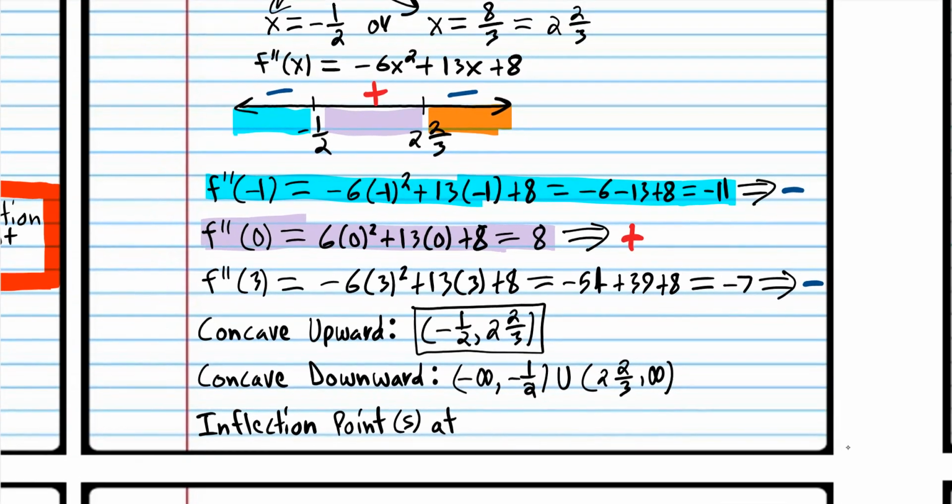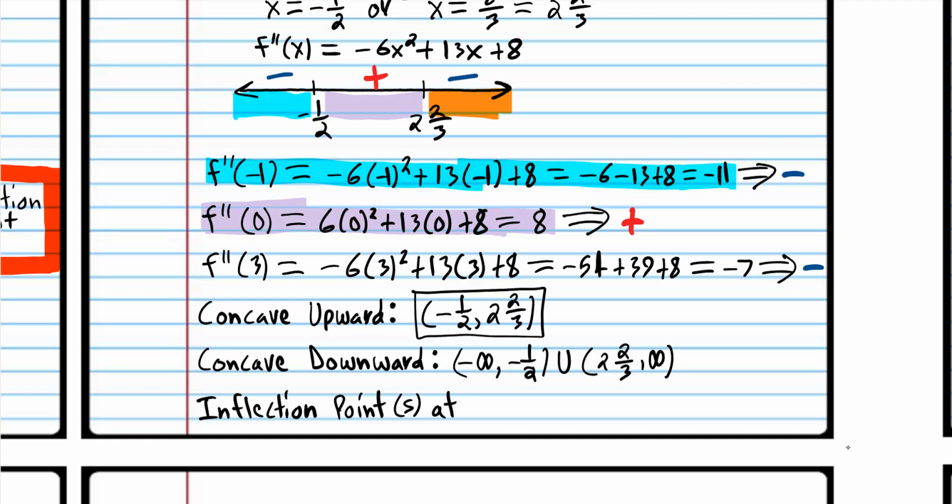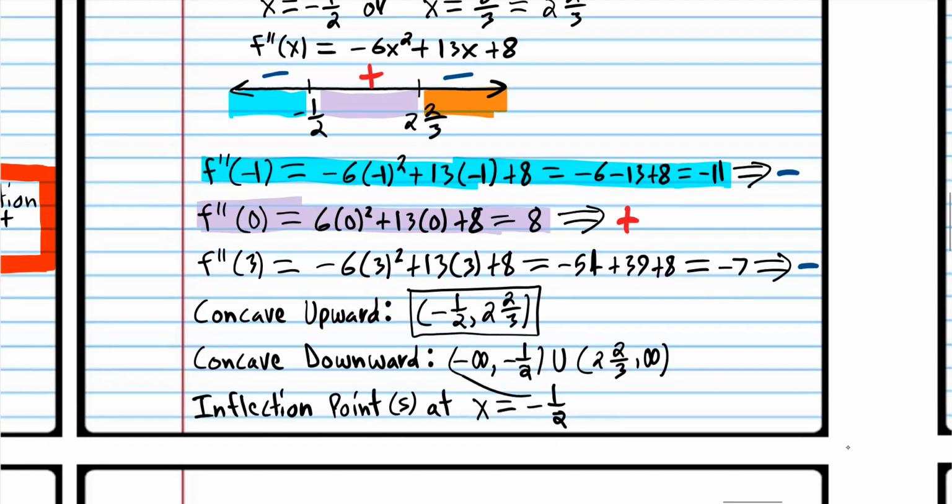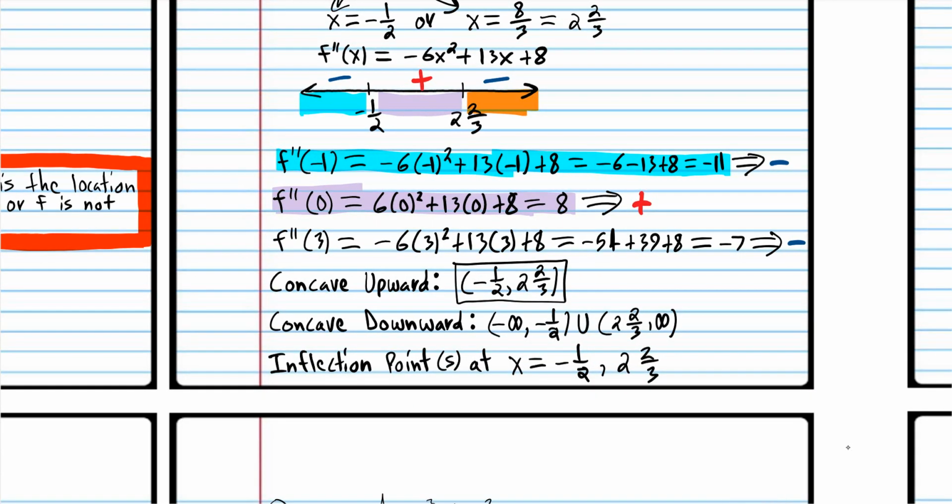Okay, and we have inflection points. Well, remember, the inflection points occur when the second derivative changes sign. So the inflection points occur at x is equal to negative 1/2, because the second derivative changes from negative to positive there, right? And 2 2/3, because the second derivative changes from positive to negative there. So that's it. That's all you have to do. As you can tell, this is really not that difficult.